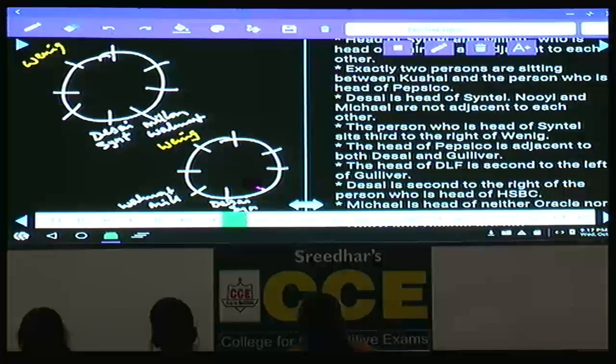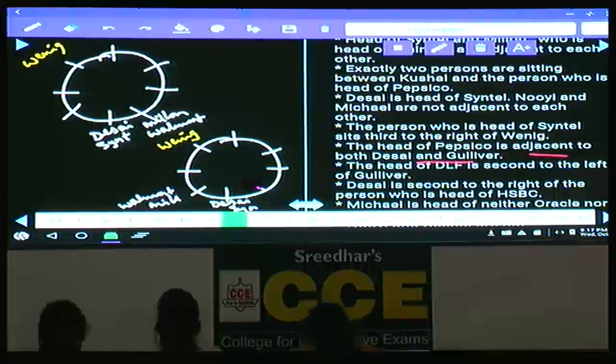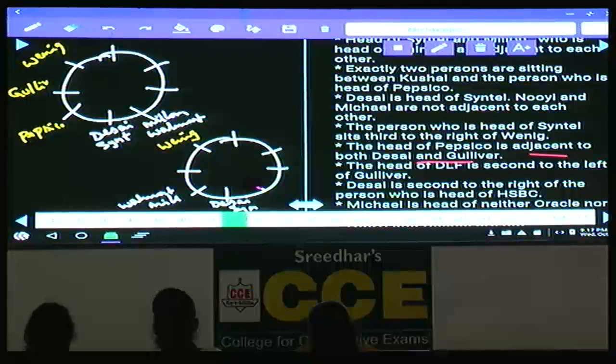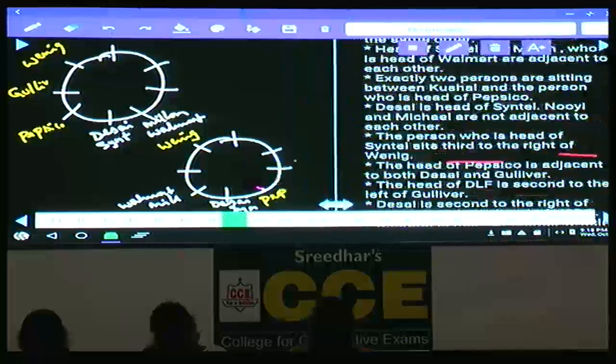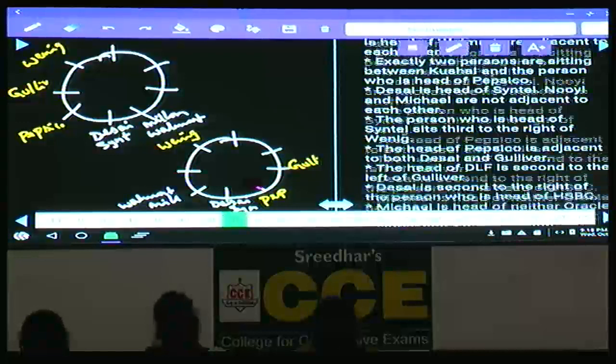Because Sintel is seated to the right of Winnick, and the head of PepsiCo is adjacent to Desai and Gulliver. Now PepsiCo is adjacent to Desai and Gulliver means PepsiCo is here, isn't it? Hence Gulliver must be at this place. This PepsiCo is adjacent to both these 2 persons, so PepsiCo must be in between them. Desai is here, hence PepsiCo is here, and this person must be Gulliver. Done with this? Gulliver is here.